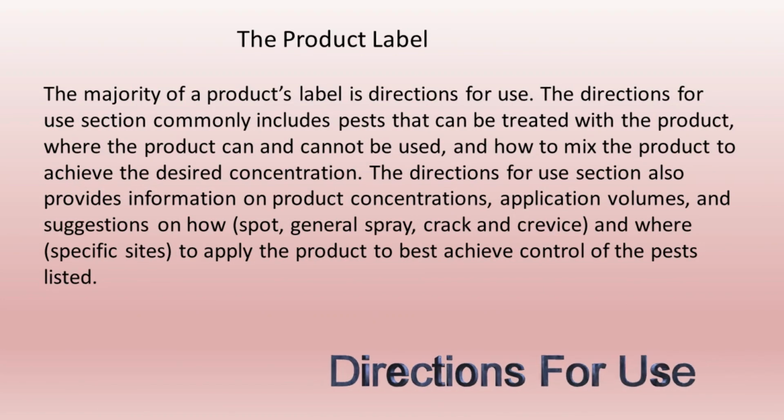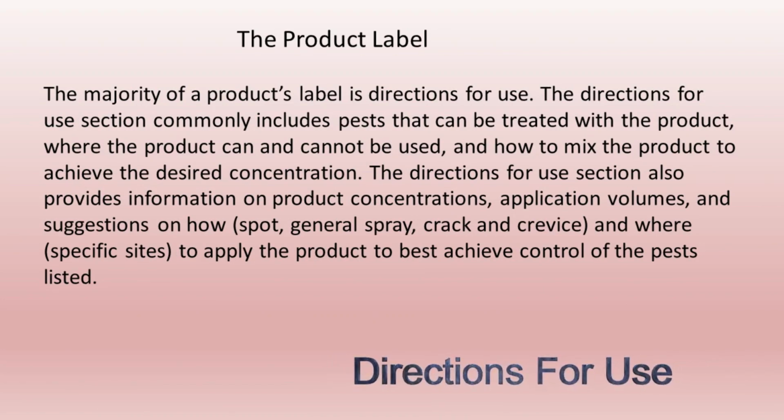The product label. The majority of a product's label is directions for use. The directions for use section commonly includes pests that can be treated with the product, where the product can and cannot be used, and how to mix the product to achieve the desired concentration. The directions for use section also provides information on product concentrations, application volumes, and suggestions on how to apply, such as spot, general spray, or crack and crevice, and where, specific sites, to apply the product to best achieve control of the pest listed.